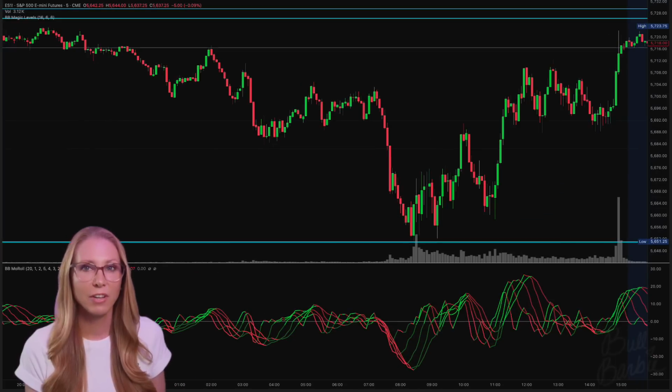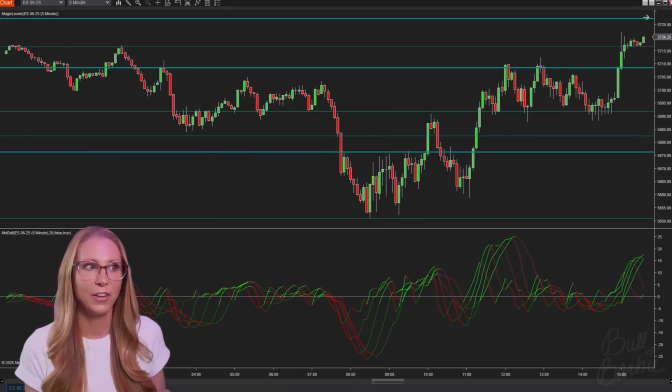I originally developed the MoRoll on TradingView, but I mostly use NinjaTrader for my trading platforms. So I rewrote this tool for NinjaTrader. And there are some small differences, but the formula is the same. So I'm going to show you on NinjaTrader first, and then we'll take a look on TradingView.